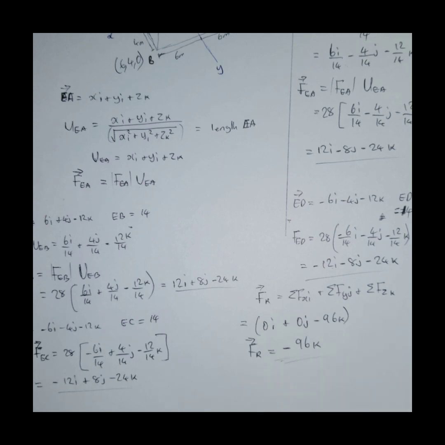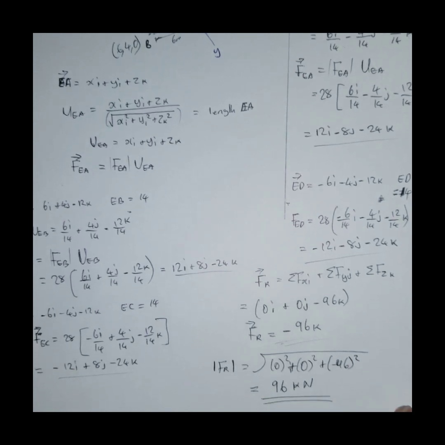This will be your resultant force in Cartesian vector form, whose magnitude FR would simply be equal to the square root of 0 squared plus 0 squared plus negative 96 squared, and this will simply give you 96 kilonewtons. That's your answer.